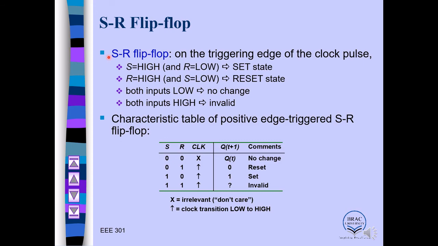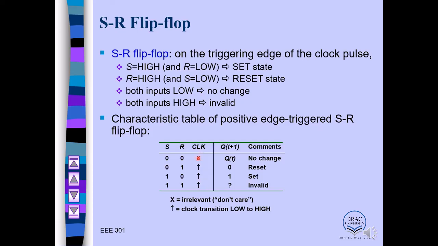So now look at the SR flip-flop. On the triggering edge of the clock pulse, that means it could be positive edge or negative edge, if your S is high, S high means your R is low, and S high means set state. R high means reset state. Obviously, in that case your S is low. And if both inputs are low, there will be no change. And if both inputs are high, this is the invalid state. So this is basically the characteristic table of a positive edge triggered SR flip-flop.